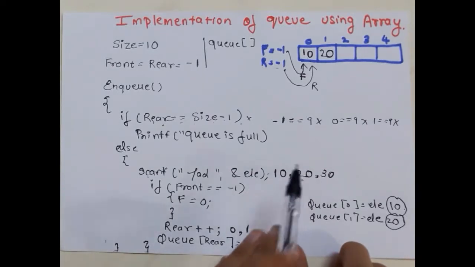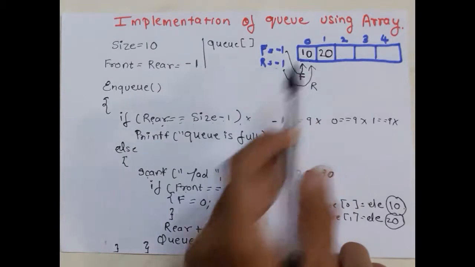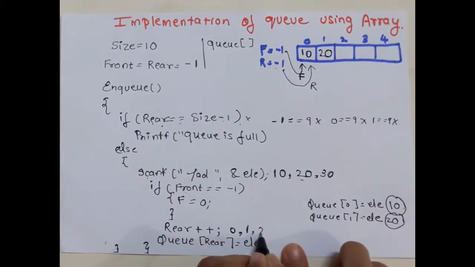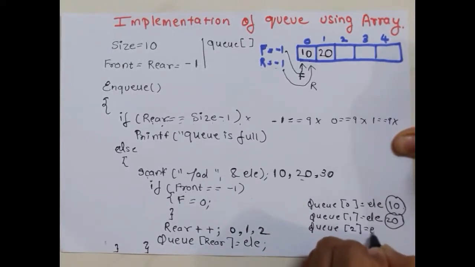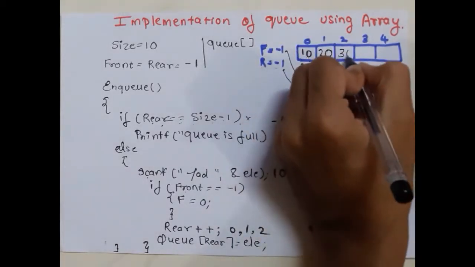So now 30. Again, if front equals minus 1? No. Front is at 0. Okay, then rear plus plus. Again rear will be incremented. Now the value of rear will be 2. So q of 2 equals element. Element is 30. Now 30 will be inserted in the second position, q of 2. Now 30 is inserted.